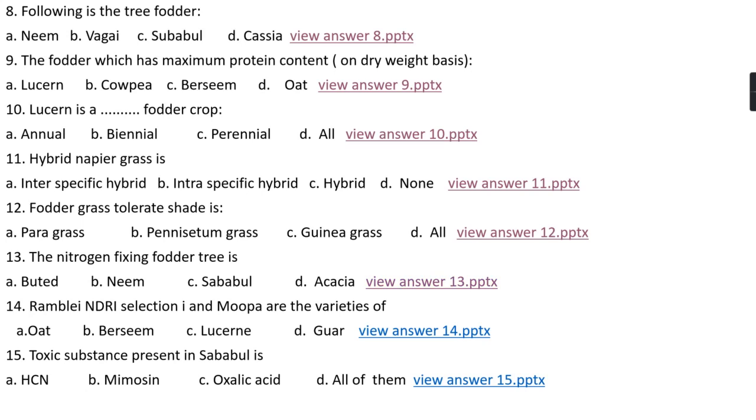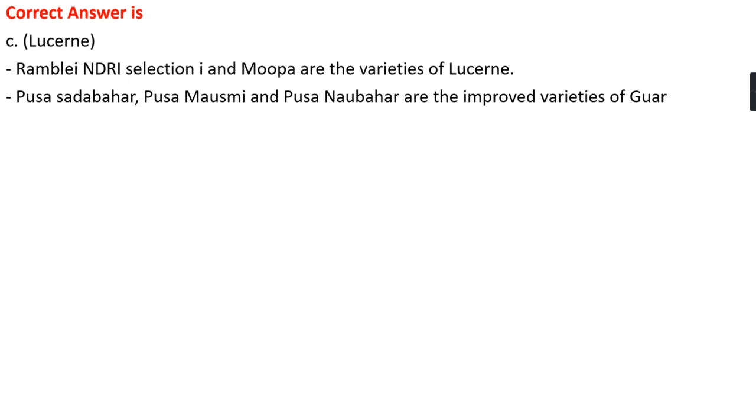Okay. Question number 14: Ranbelai, NDRI selection one, and Mupa are the varieties of option A oats, option B berseem, option C lucerne, option D guar. The right answer is option C, lucerne. Ranbelai, NDRI selection one, and Mupa are the varieties of lucerne. Pusa Sadabahar, Pusa Mausami, and Pusa Navbahar are the improved varieties of guar.